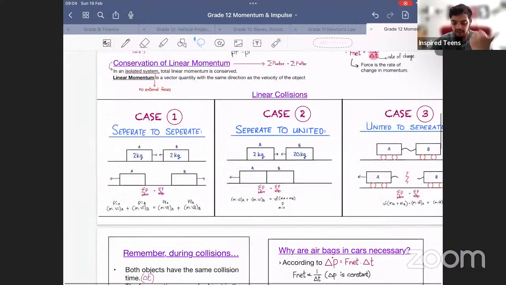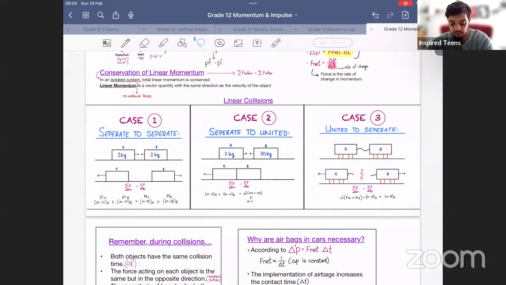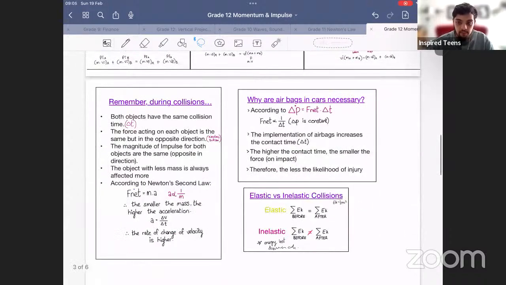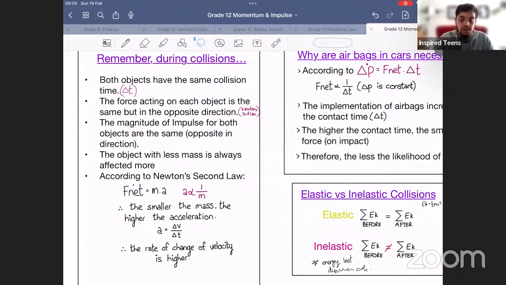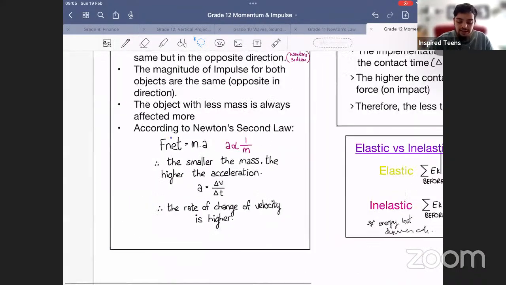Then we discussed the three different cases: separate to separate, separate to united, and united to separate, so we're talking about before collision and after collision. These are the different types of linear collisions that we deal with. Remember, during a collision, both objects have the same collision time. The force acting on each object is the same but opposite in direction, by Newton's third law. The magnitude of impulse on both objects is the same, opposite in direction. The object with less mass is always affected more, and we explain that using Newton's second law.